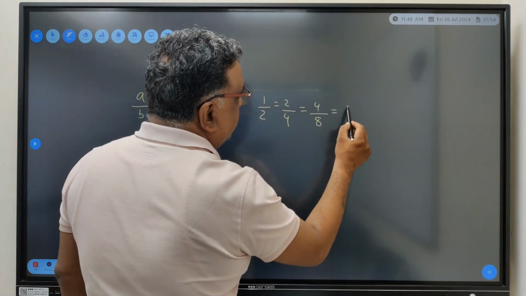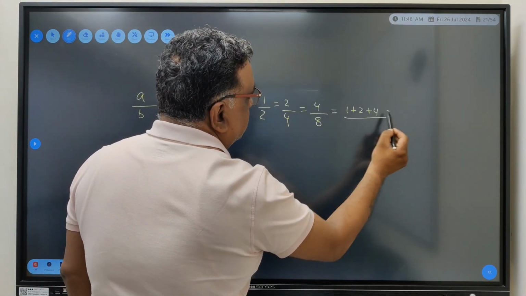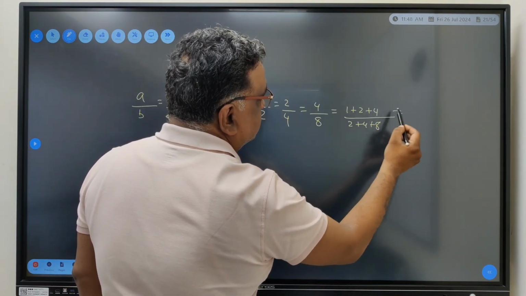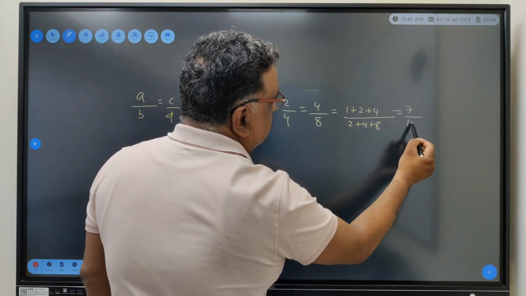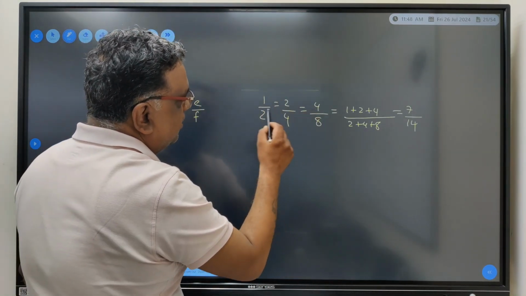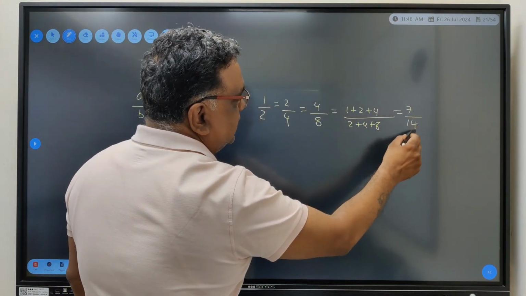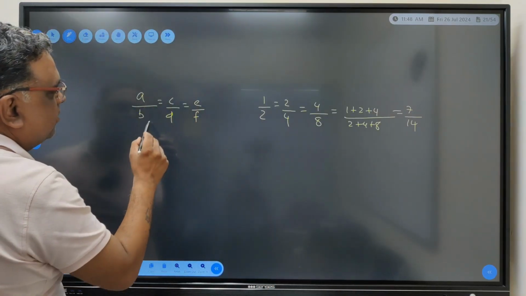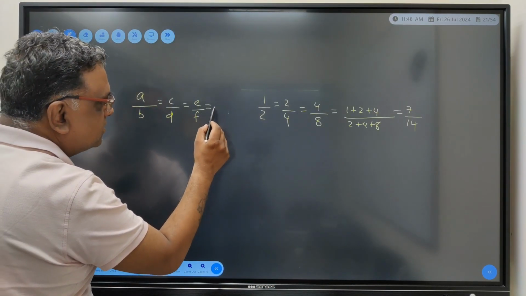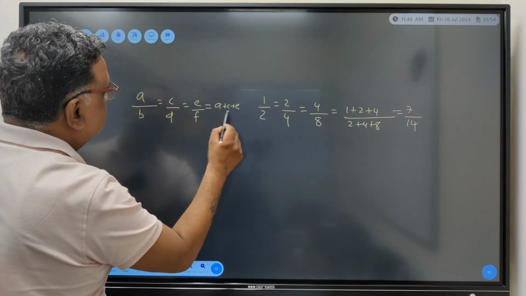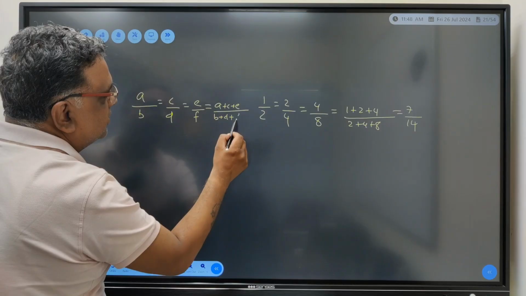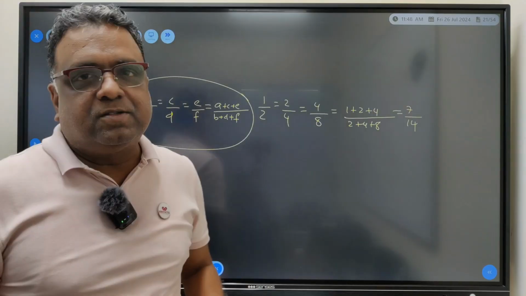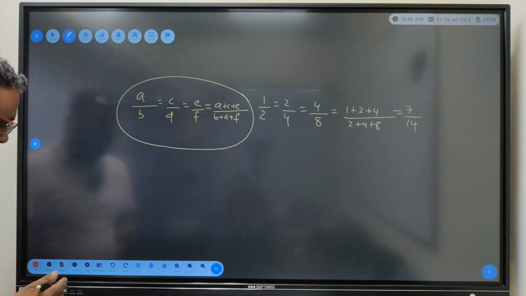Now let me say I add all the numerators and all the denominators. So this became 7 upon 14. Which means if I add all the numerators and all the denominators, it still becomes equal. So if A upon B is equal to C upon D equal to E upon F, it is equal to A plus C plus E upon B plus D plus F. This is one final property which we need to remember while applying and solving the sums on proportion. So now let's begin.